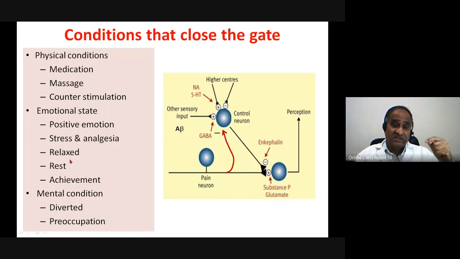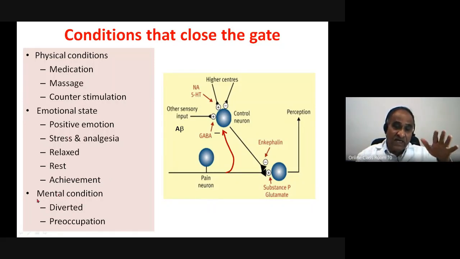Then a relaxed state of mind is a positive emotion that would actually stimulate this and close the gate. The rest, again, a positive emotion, stimulates it and closes the gate. Then achievement: you are doing something and there is a positive input so that you are not bothered, so it becomes trivial. You say, come on, let us worry about this thing later on. So those things are the emotional states.